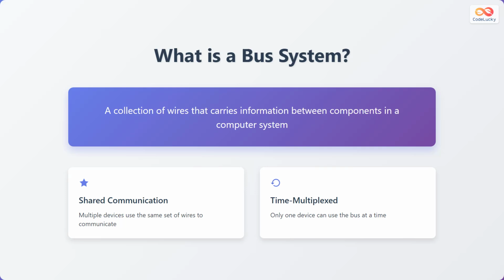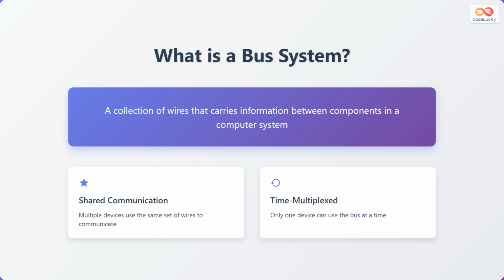So, what exactly is a bus system? At its core, a bus system is a collection of wires that carries information between the various components within a computer system. Think of it as a highway system inside your computer, allowing different parts to communicate.